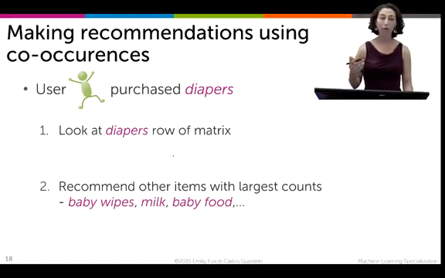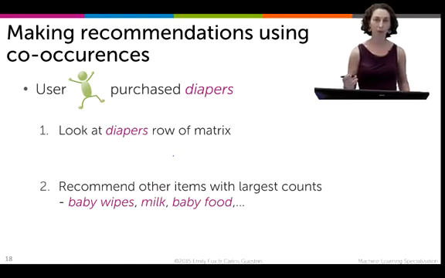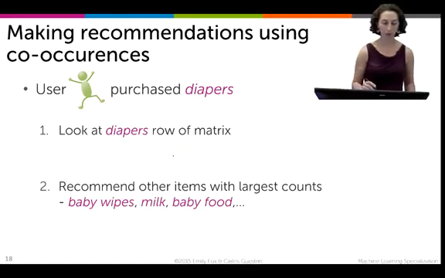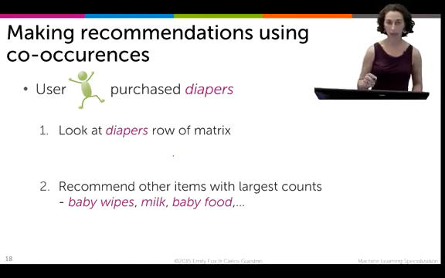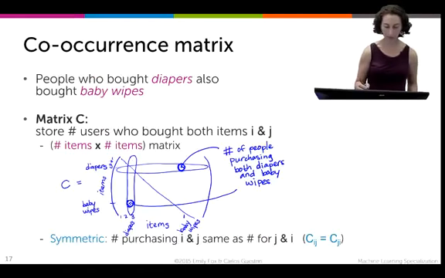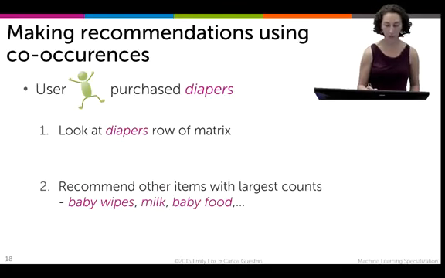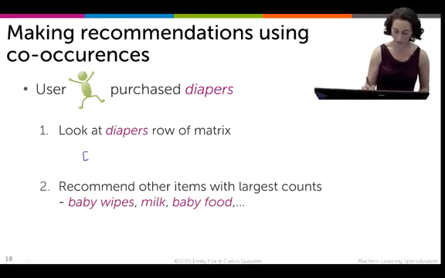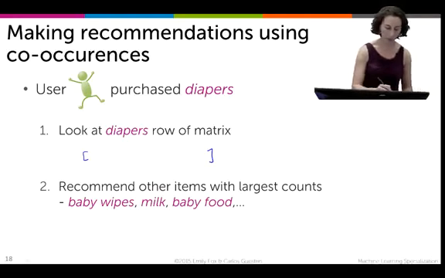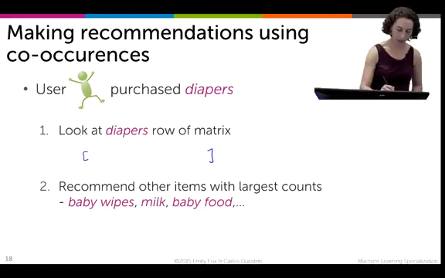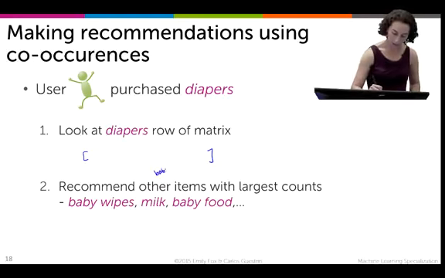Okay, but now let's talk about how we're going to use this co-occurrence matrix in order to make recommendations. And it's really, really straightforward. So let's say that a user has just purchased diapers and I want to make some recommendation for them. Well, what I'm going to do is I'm going to look at the diapers row of this matrix. So if we go back to that C matrix here, I'm going to grab out this diapers row and I'm just going to draw that row here. And what this row has is how often people bought diapers along with other items, and remember, baby wipes was one of the items.